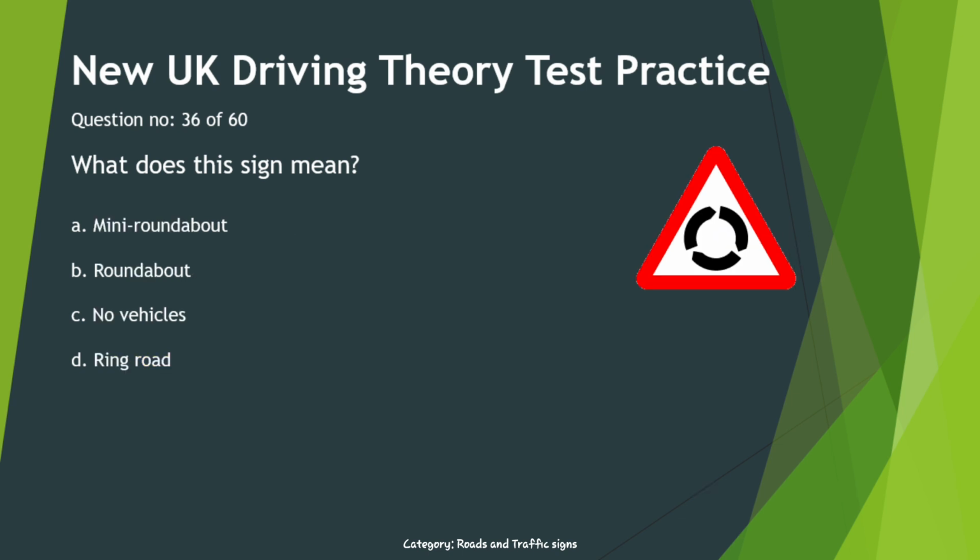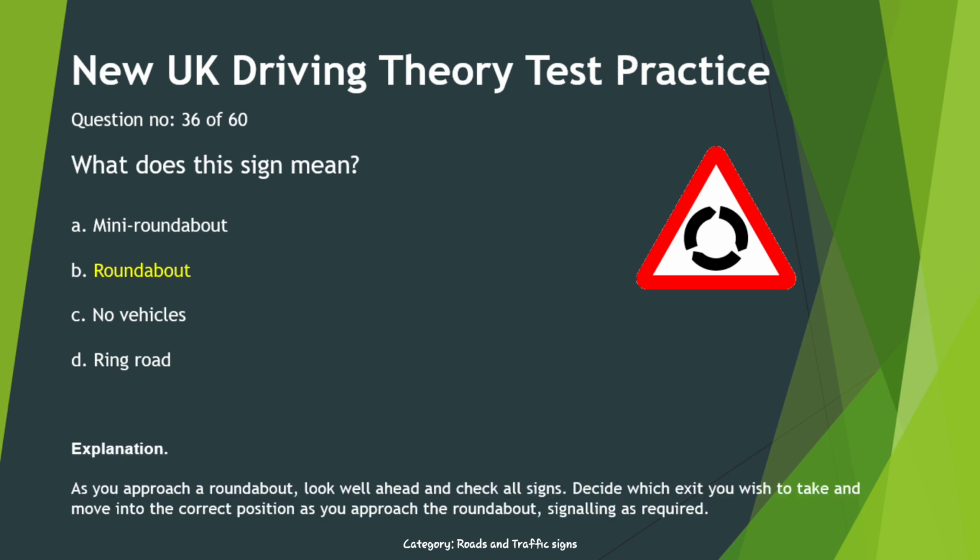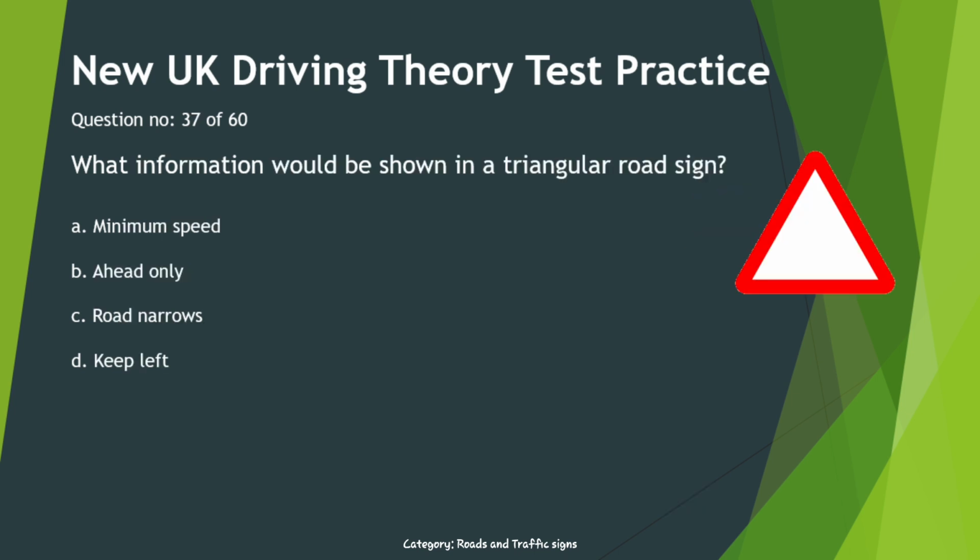Question 36 of 60. What does this sign mean? A. Mini roundabout. B. Roundabout. C. No vehicles. D. Ring road. The correct answer is B. Roundabout. Explanation. As you approach a roundabout, look well ahead and check all signs. Decide which exit you wish to take and move into the correct position as you approach the roundabout, signaling as required. Question 37 of 60.